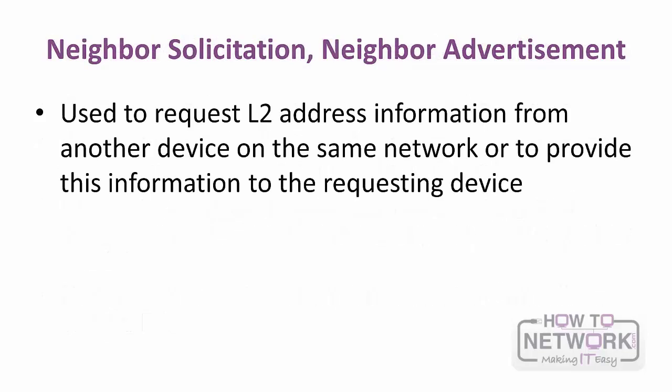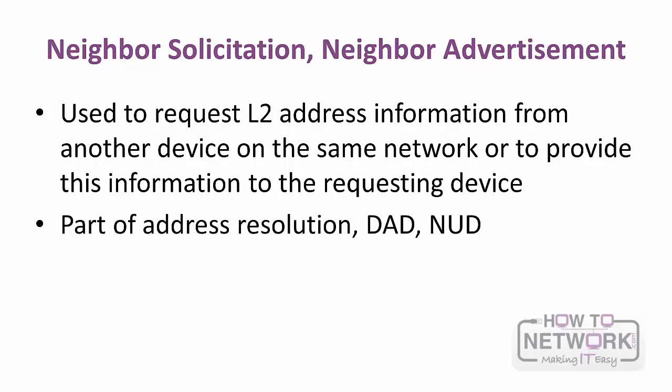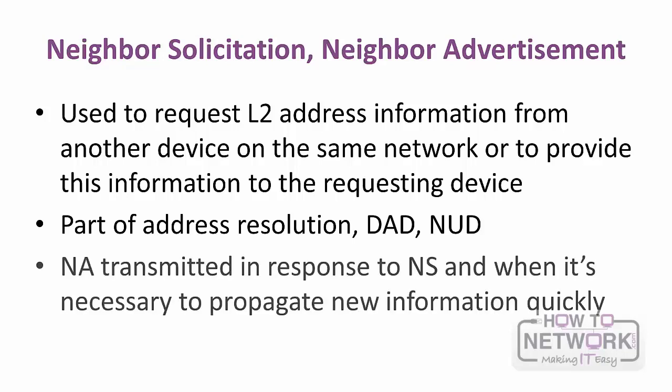These messages are used by a device to request Layer 2 address information from another device on the same network, or to provide this information to the requesting device. Neighbor solicitation and neighbor advertisement messages are part of 3 important processes: address resolution, duplicate address detection, and neighbor unreachability detection. Neighbor advertisements are transmitted in response to neighbor solicitations, and are also sent when it's necessary to propagate new information quickly.